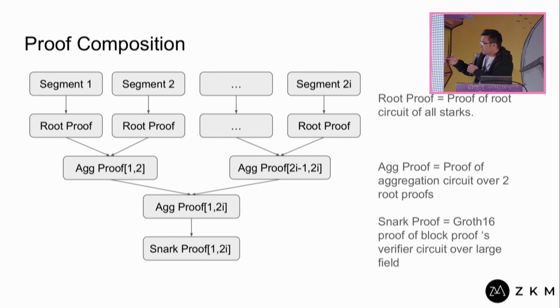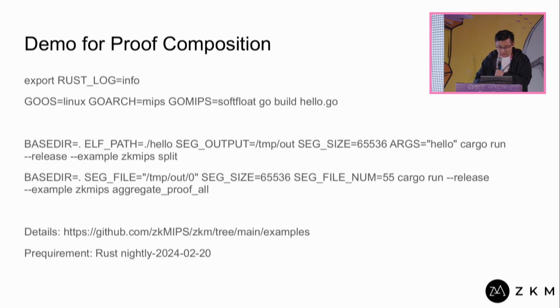The aggregate proof would be the aggregation circuit over two different root proofs. And finally, as we know, the STARK proof is quite large; it may reach up to 4 megabytes. So we need to use some other SNARK algorithm to compress the proof. Here we use Groth16, and we can achieve a constant proof size of about 200 bytes. And that's the demo for our proof composition.